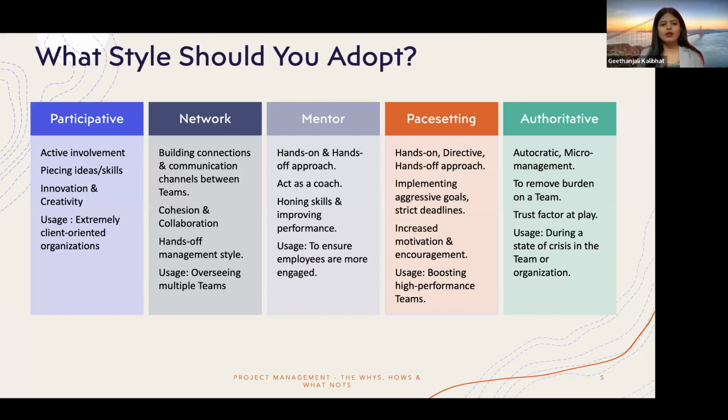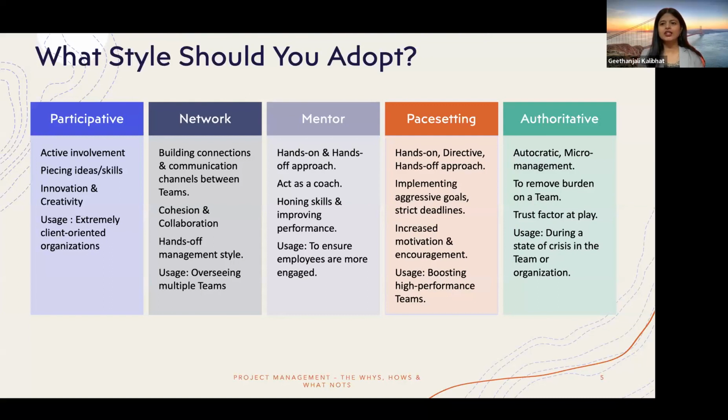So it gives a lot of positive cohesion and collaboration amongst the teams, and it's a completely hands-off management style. Because once you establish the connections, your work is half done. So literally you can sit and enjoy. So when you're handling multiple teams, overseeing them, that's where you can actually utilize the network style of management.